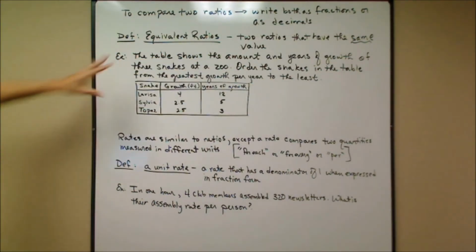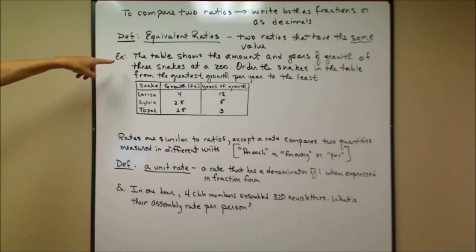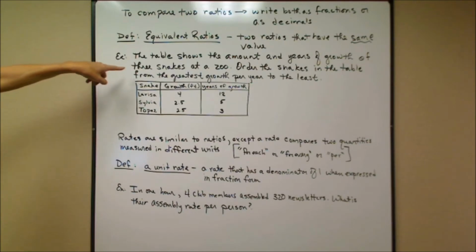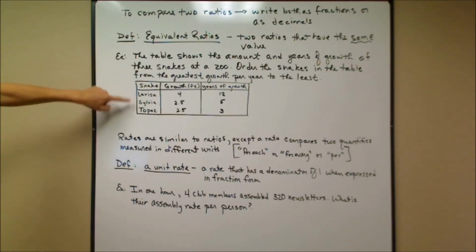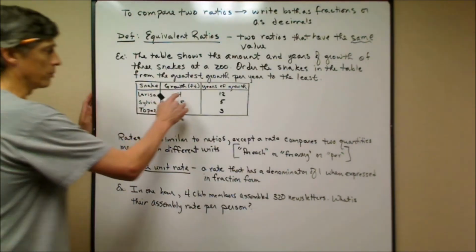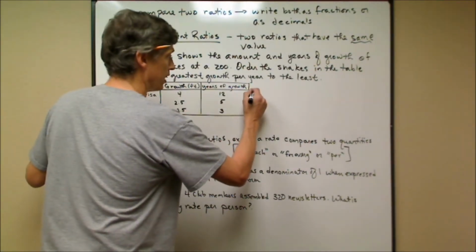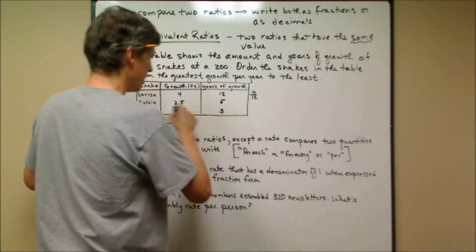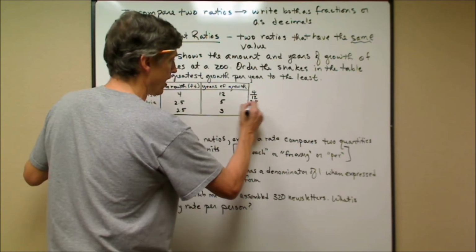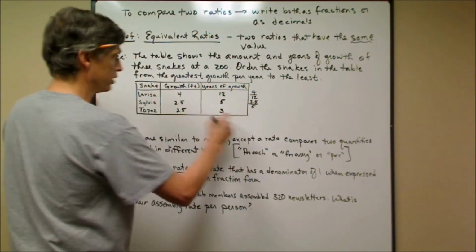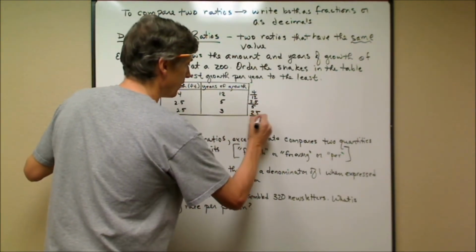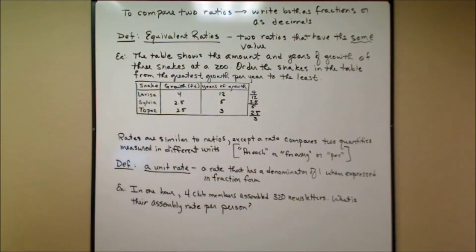Now I have an example here where we're going to use a table and we're going to compare some amounts. The table shows the amount of growth in years of 3 snakes at a zoo. Larissa, Sylvia, and Topaz there. Order the snakes in the table from greatest growth per year to the least. So what I'm going to do is take the growth per year, so I'm going to write this as 4 is to 12. I'm going to write this one as 2.5 is to 5, and I'm going to write this one as 2.5 is to 3. Now those as fractions are a little tricky because they don't have the same denominator.